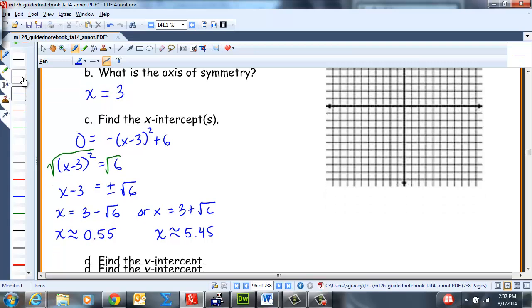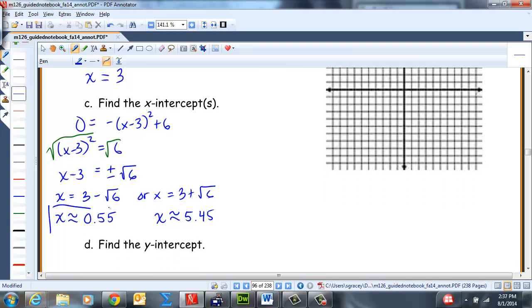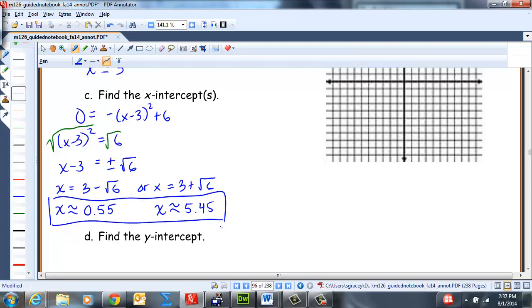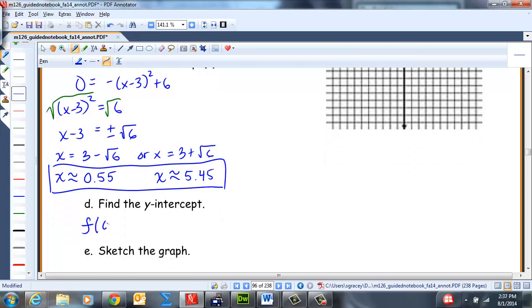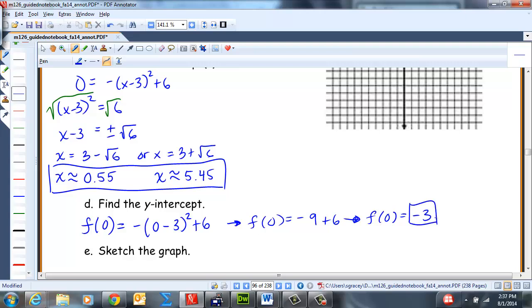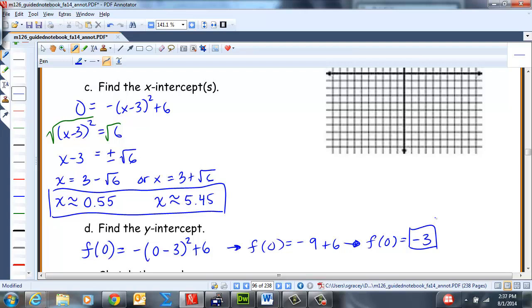All right, so these are the x-intercepts. Find the y-intercept. If you evaluate the function at 0, you get negative 0 minus 3, the quantity squared, plus 6. So then f at 0 will be equal to, what would that be? Negative 9 plus 6. So f at 0 is equal to negative 3. So the y-intercept is at negative 3. And so now we have the pieces we need to sketch the graph.